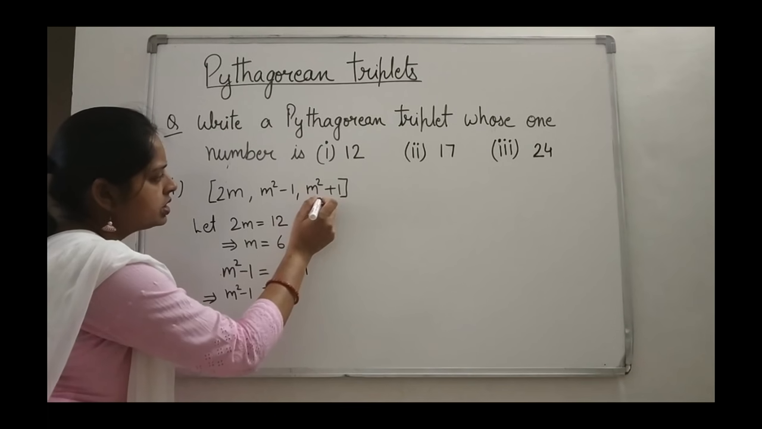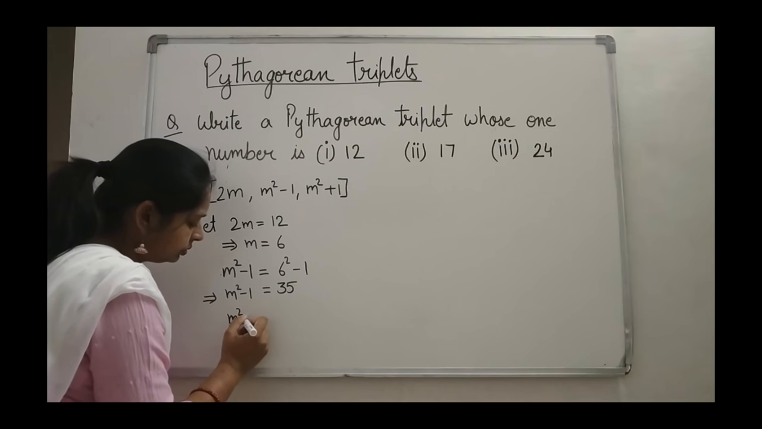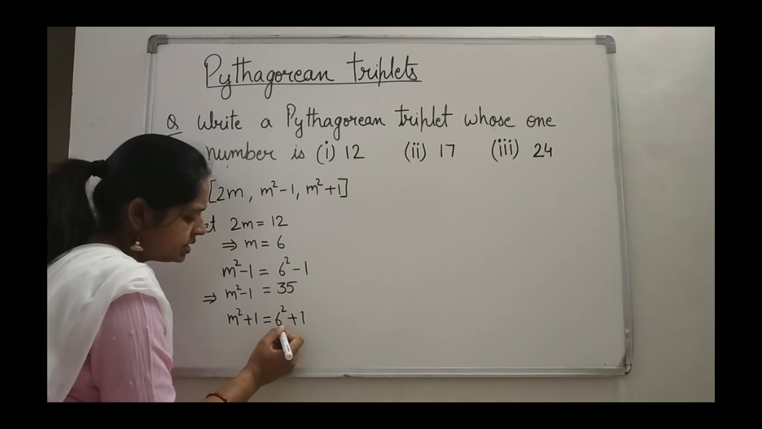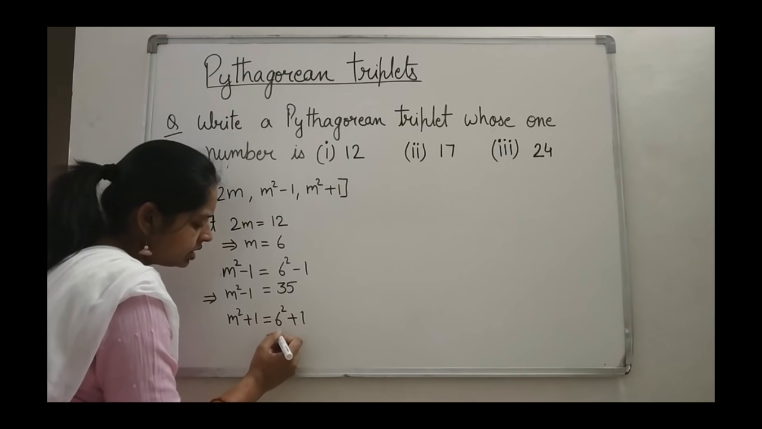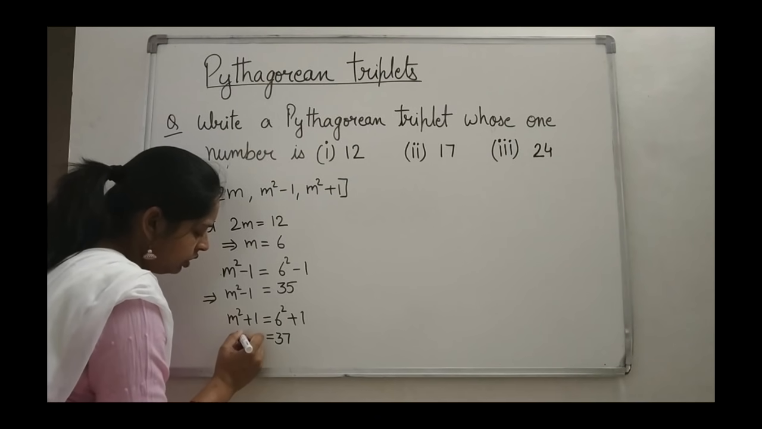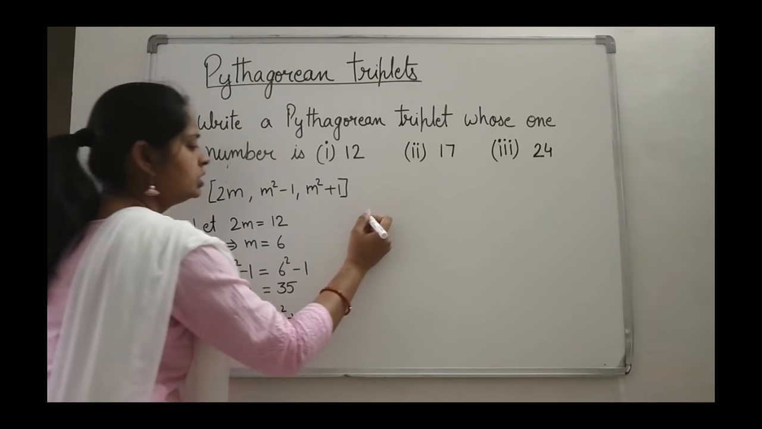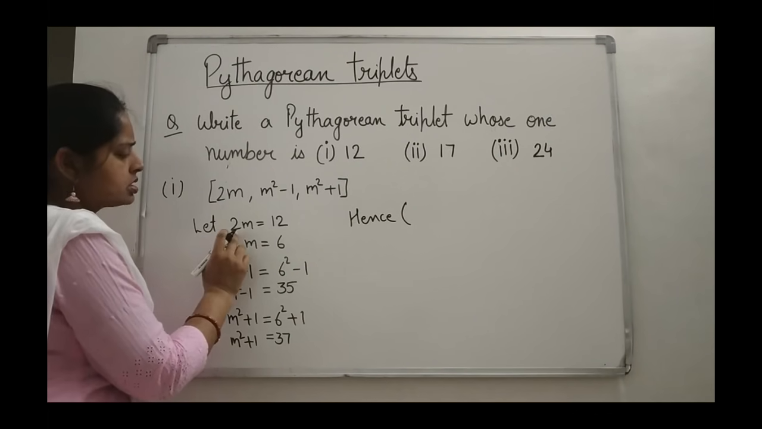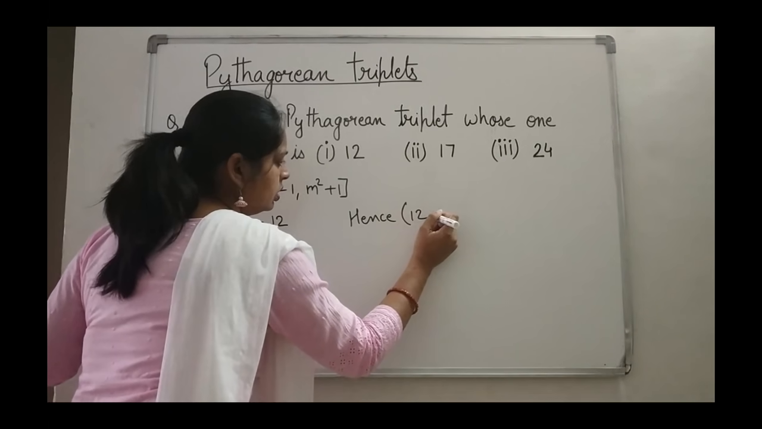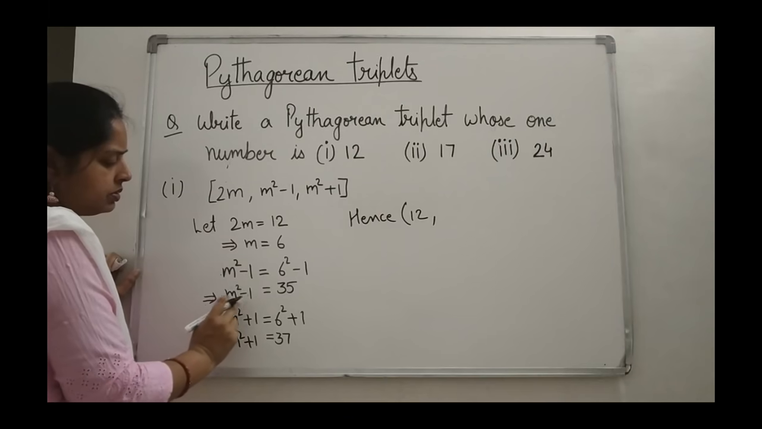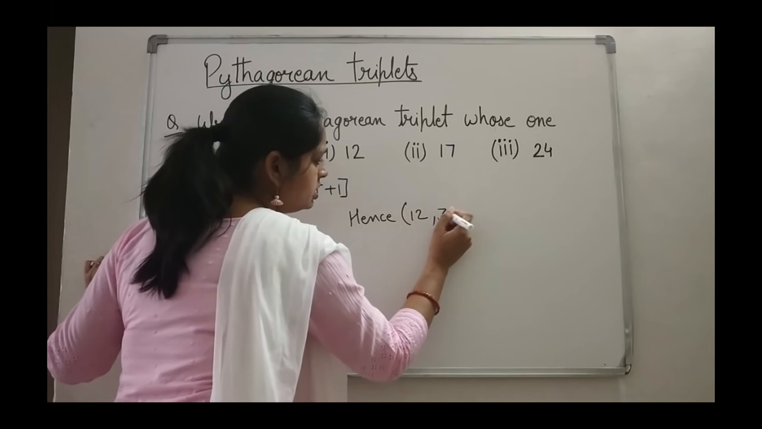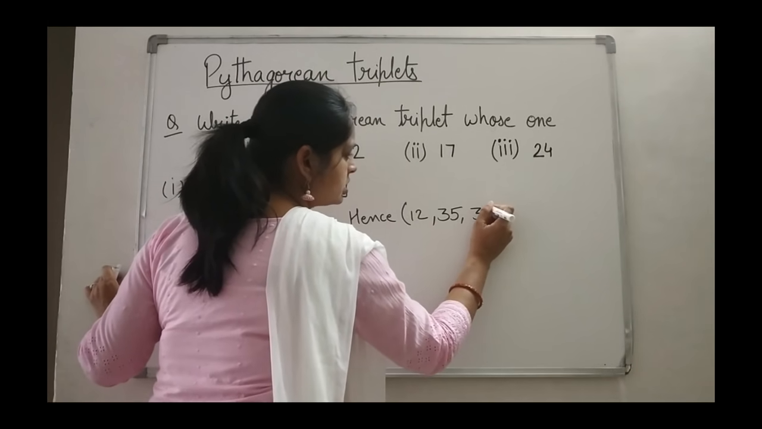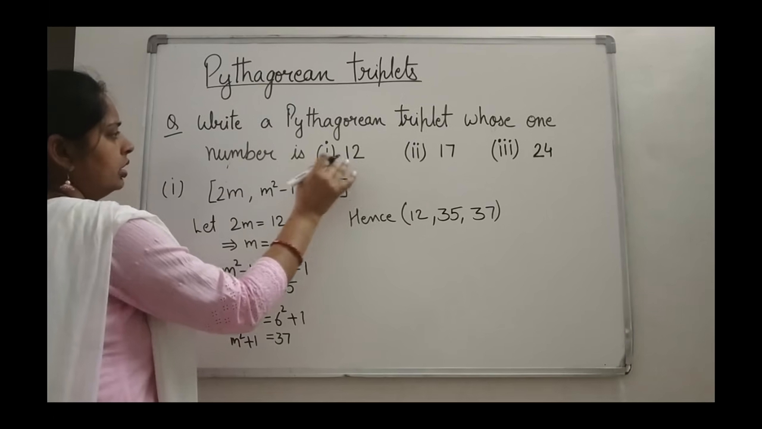Then what is the third value I need? I need m square plus 1. That will be again 6 square plus 1, that is 36 plus 1, which is 37. So I got the value for m square plus 1. And now in a simple bracket, we'll write these three terms. The first term is 12, 2m is 12. M square minus 1 is 35, and m square plus 1 is 37. So this is the Pythagorean triplet I got for the given number 12.